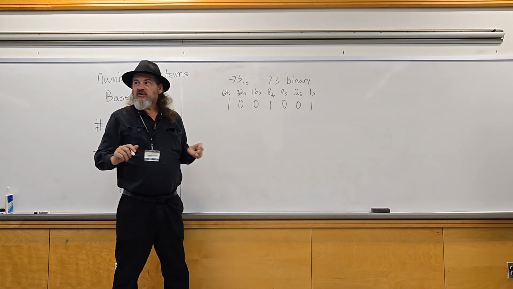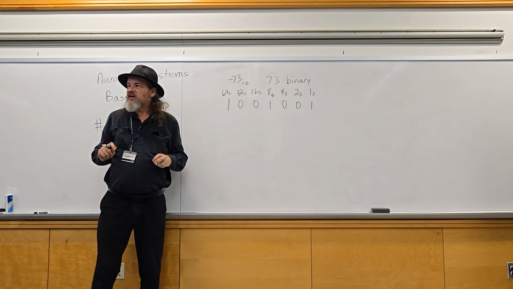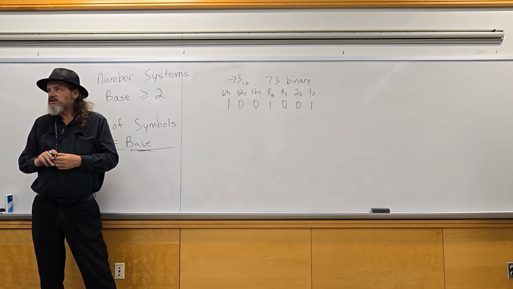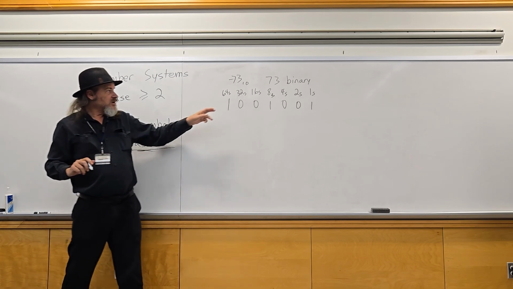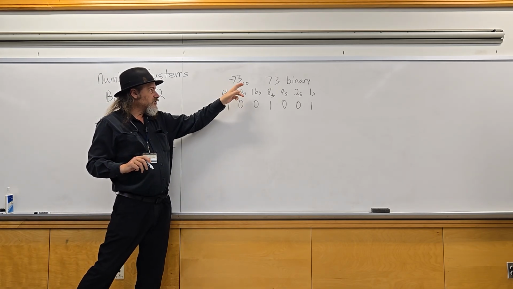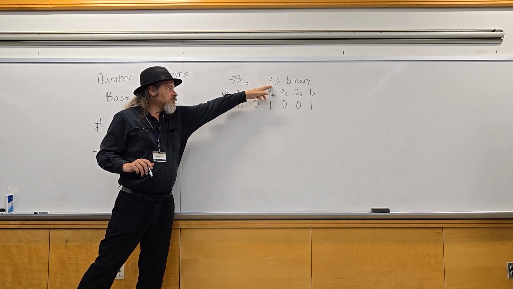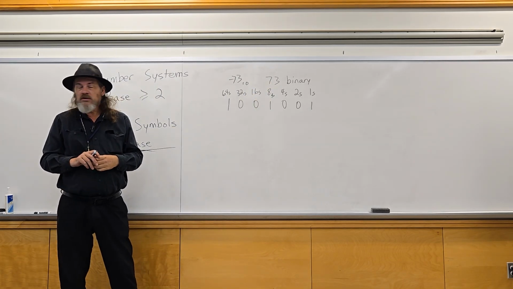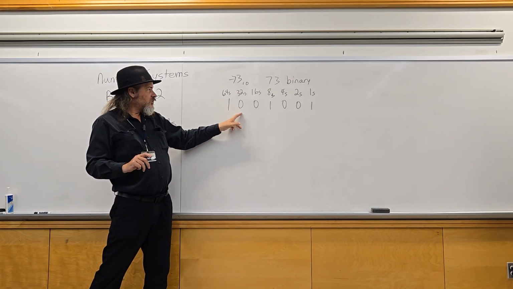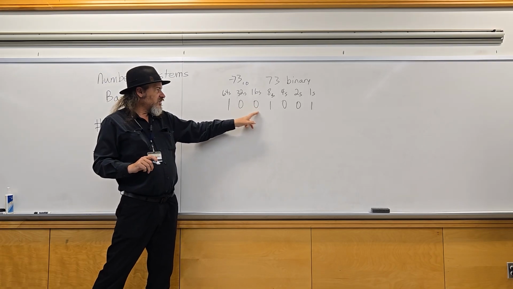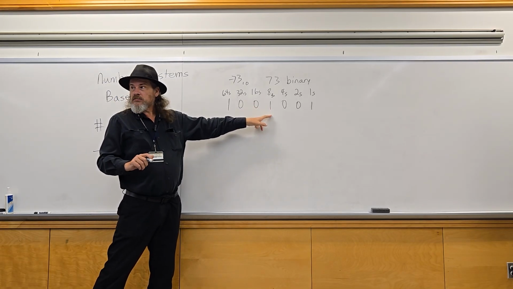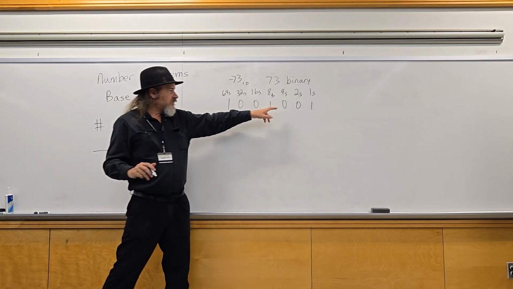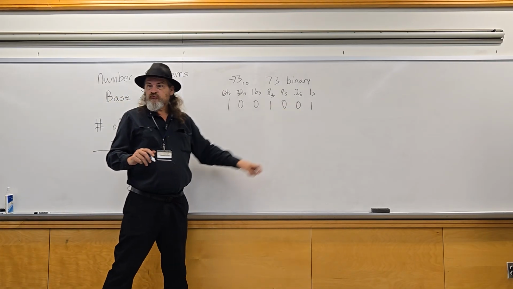What's the highest power of 2 that is less than 73? 64. And then you subtract 64 from 73. You get 9, which is no 32s, no 16s. There's an 8. Subtract an 8, leaves you with 1. So you have 0, 0, 1.